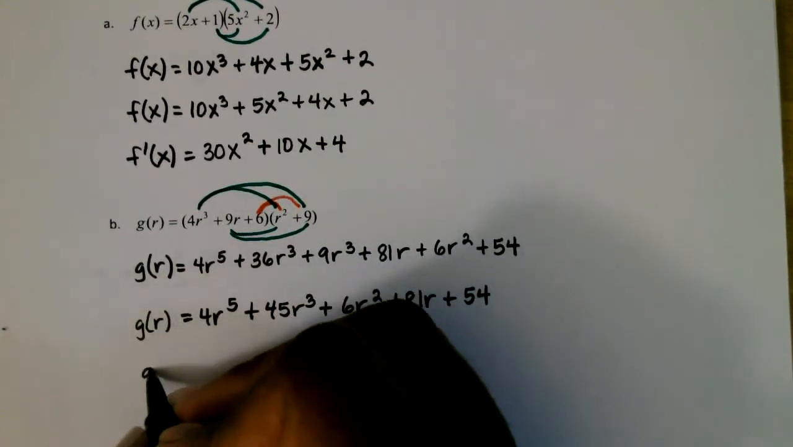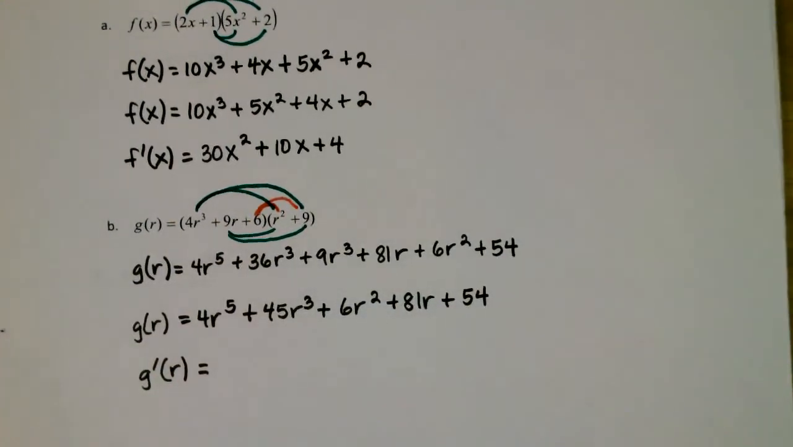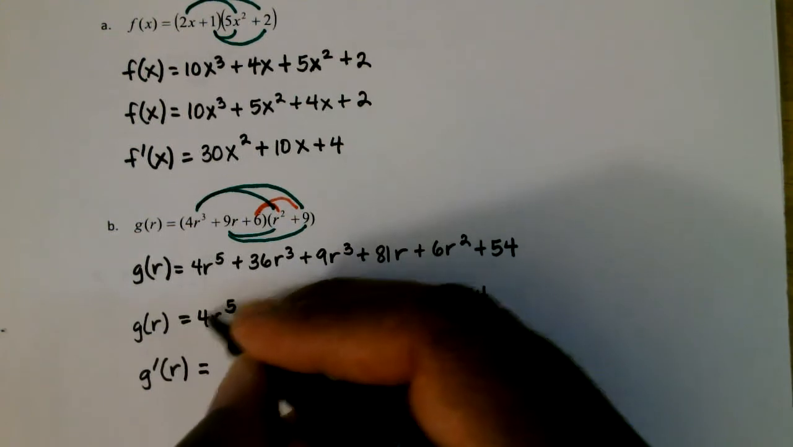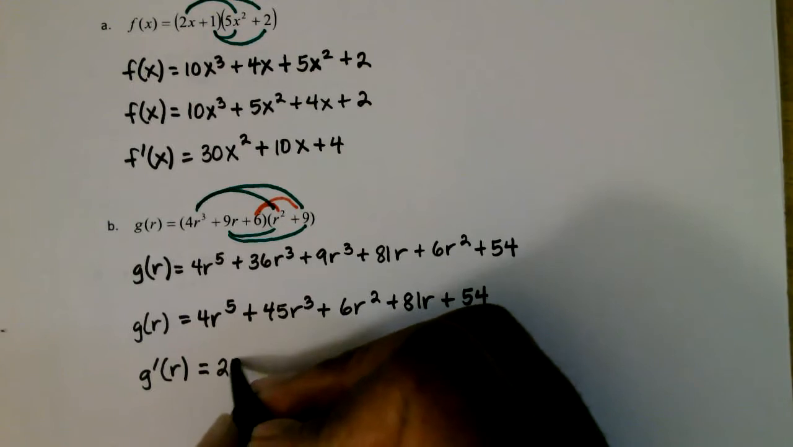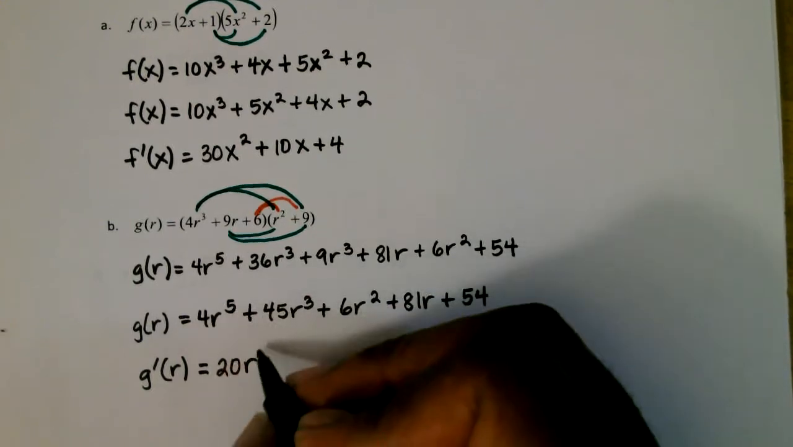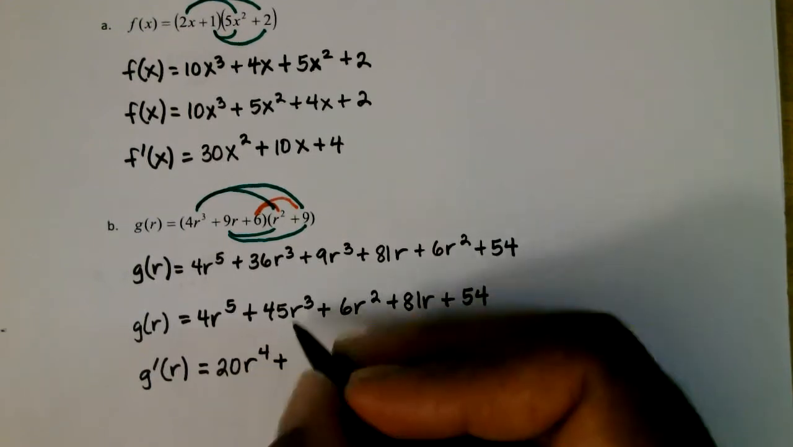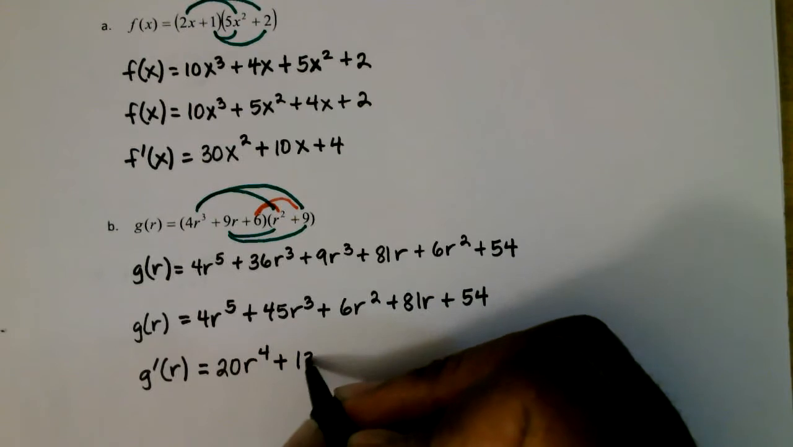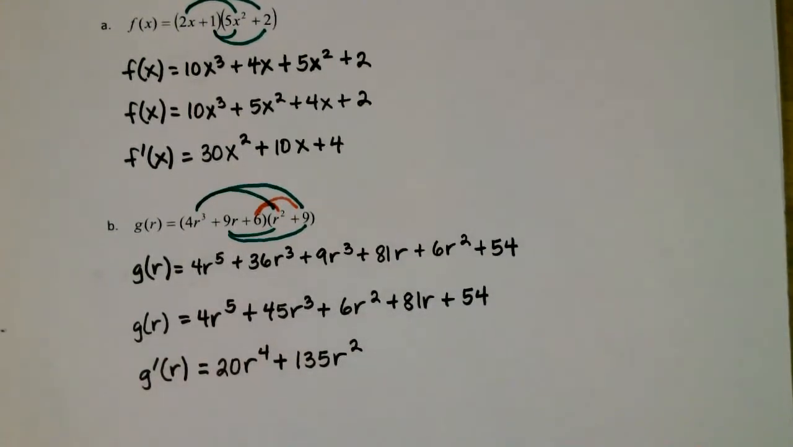And now I can take its derivative. So g prime of r is going to be this. Take that exponent, multiply by the 4 in front. 4 times 5 will be 20. Copy the r over to the 1 less power. 1 from 5 would give me 4. And then plus 3 times the 45 would be 135. Copy over the r to the 1 less power, r squared.